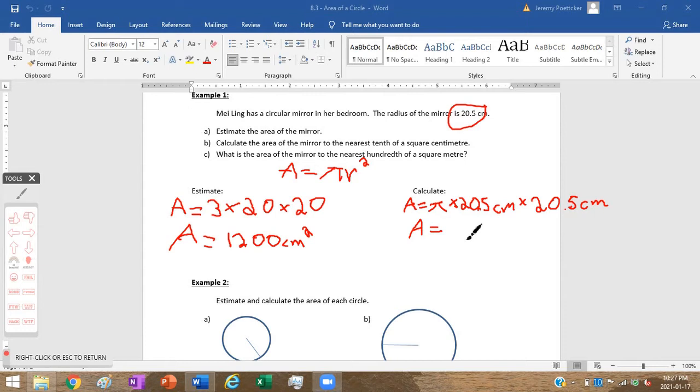Area is equal to 3.14 times 20.5 times 20.5. I get a final answer of 1,319.585 something. I want tenth of a square centimeter, so that's to one decimal place, 1,319.6 centimeters squared. In a second, I'm going to redo this using the nearest hundredth of a square meter. We'll get there in a second.